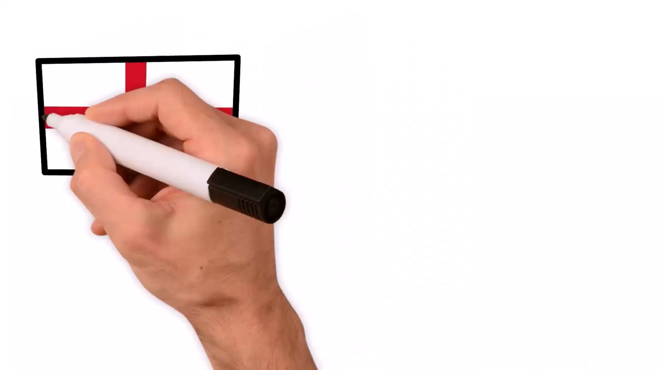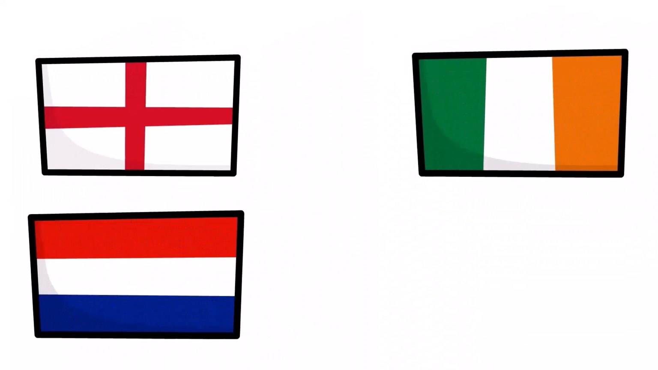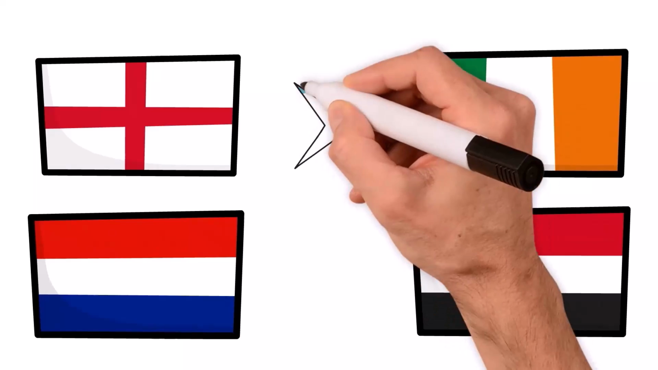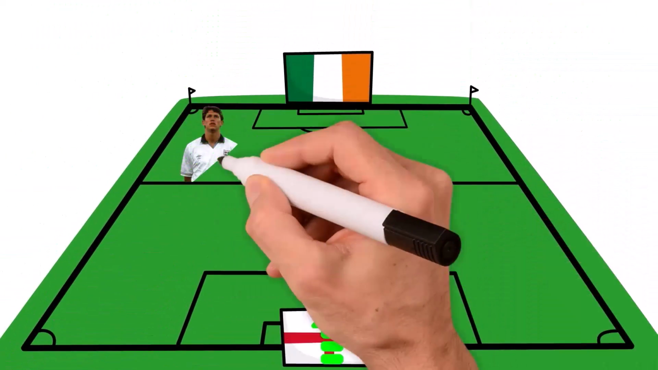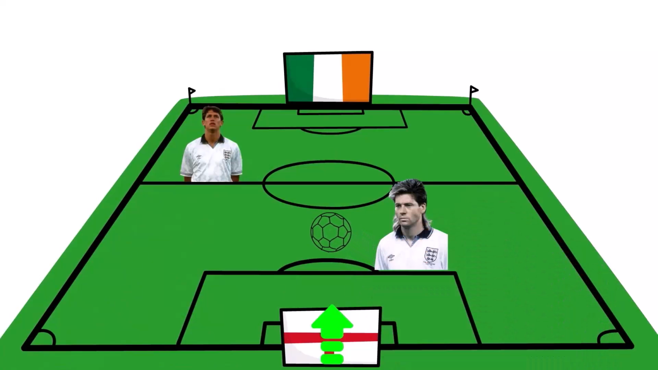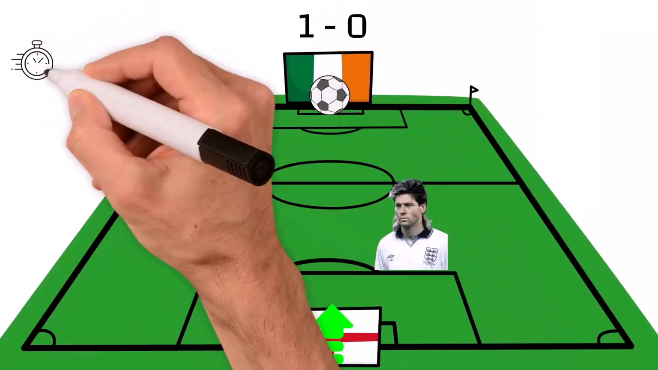England was drawn into a group with Ireland, Netherlands and Egypt. England opened against Ireland. England got off to a flying start. Chris Waddle put Gary Lineker through with a brilliant pass. Lineker chested the ball past the keeper and tapped it in. England were 1-0 up after just 9 minutes.